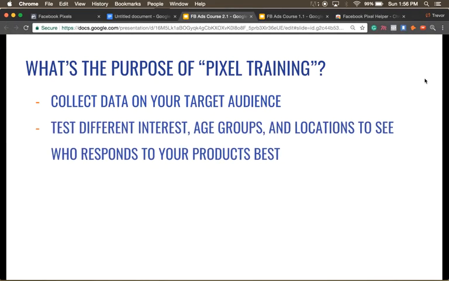So there's a bunch of different things that you want to test with your pixel. You want to test different interests, you want to test different age groups, you want to test different locations, and see who responds to the products that you're offering best. What you don't want to do is try to basically target audiences in a niche that is unrelated to your product or what you're trying to sell. The more you branch out and the more you collect data from audiences that are off base from the center, the more you're going to dilute your pixel data.